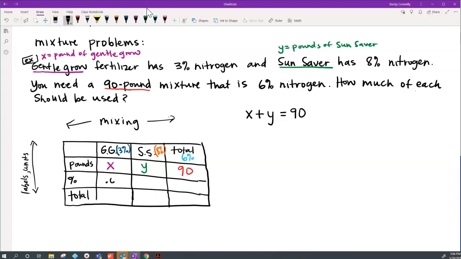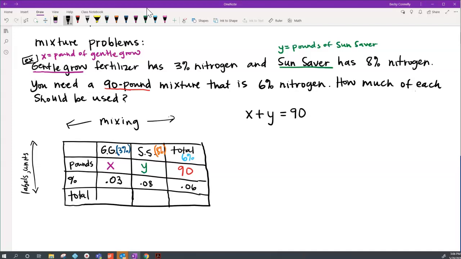0.03. Make sure you don't put 0.3, because that would be 30%. We don't have 30% of the nitrogen, we have 3%. 8% is 0.08, and 6%, this one we have to use too, is 0.06. And then to find this last row in the chart, which is going to make my second equation, I'm filling in this last part of the chart.